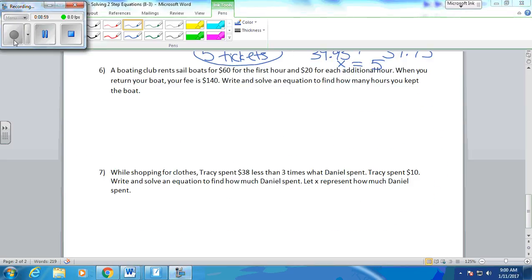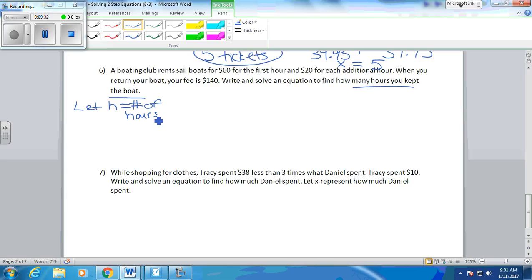Okay, question number 6 says that a boating club rents sailboats for $60 for the first hour and $20 for each additional hour. When you return your boat, your fee is $140. So write and solve an equation to find how many hours you actually kept the boat. So I'm going to say, let H be the number of hours. And again, you could have whatever variable you want. So if you wanted to say N for numbers, that's fine.